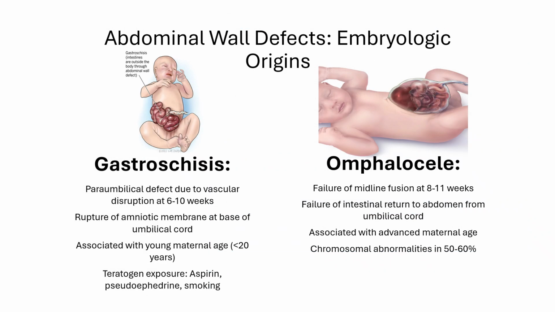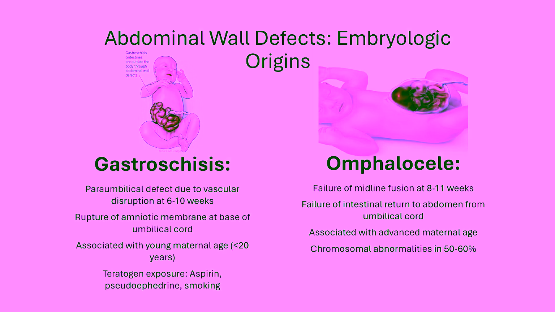Understanding abdominal wall defects requires grasping the distinct embryologic origins of gastroschisis and omphalocele, because these different developmental errors explain their contrasting clinical presentations and management approaches. Gastroschisis results from a vascular disruption event during the critical 6 to 10 week period of development. Think of this as a localized catastrophe. The omphalomesenteric artery, which supplies the developing abdominal wall, becomes disrupted, creating a full-thickness defect.